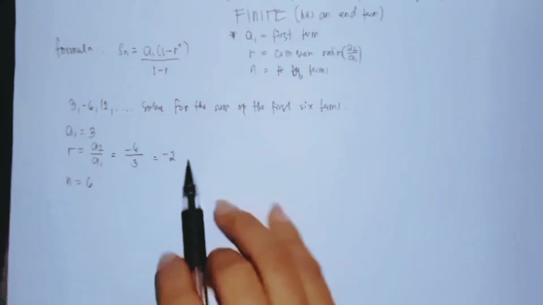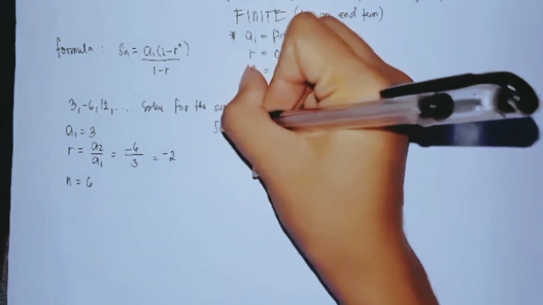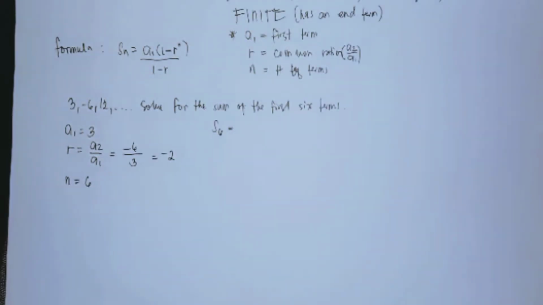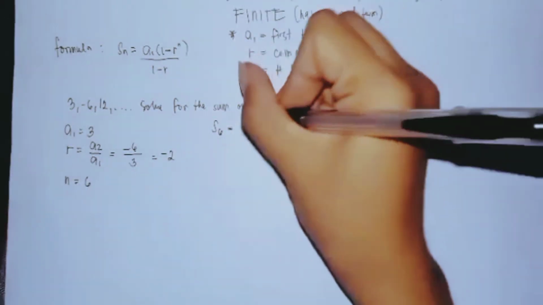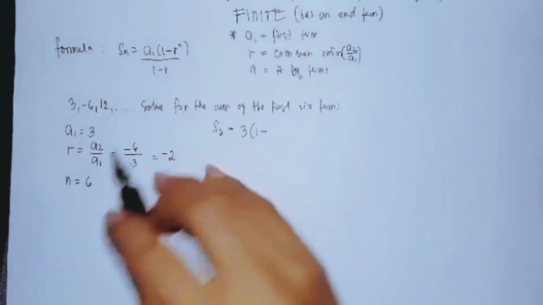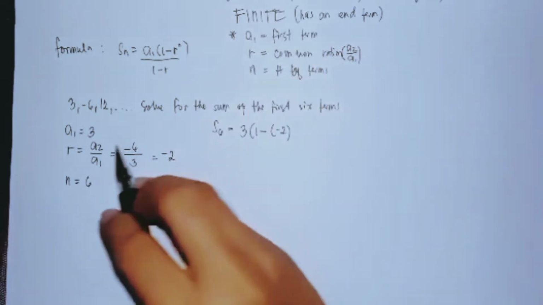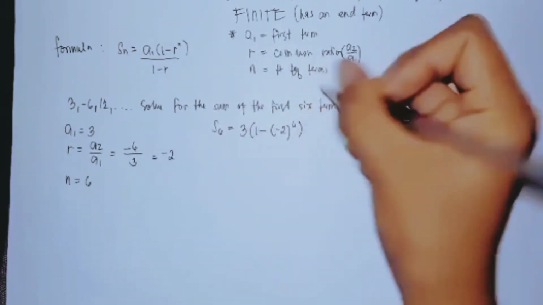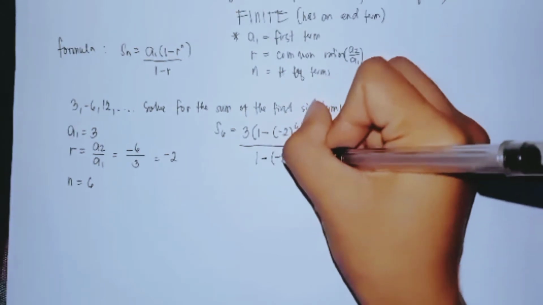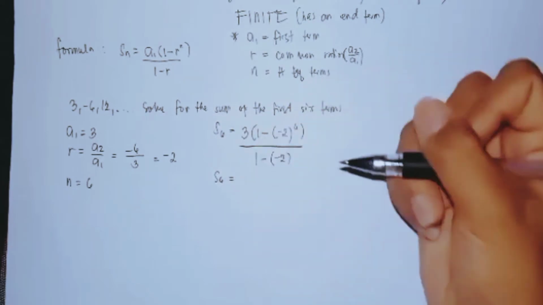Now, let's substitute these values dun sa ating formula. So, Sn, n would be 6. So, S sub 6 na po siya. And then, A1 is 3 multiplied by 1 minus r, or the common ratio natin na negative 2, raised to n, which is 6. And then, all over 1 minus r na negative 2. And then, solve lang natin. Let's just copy S sub 6.